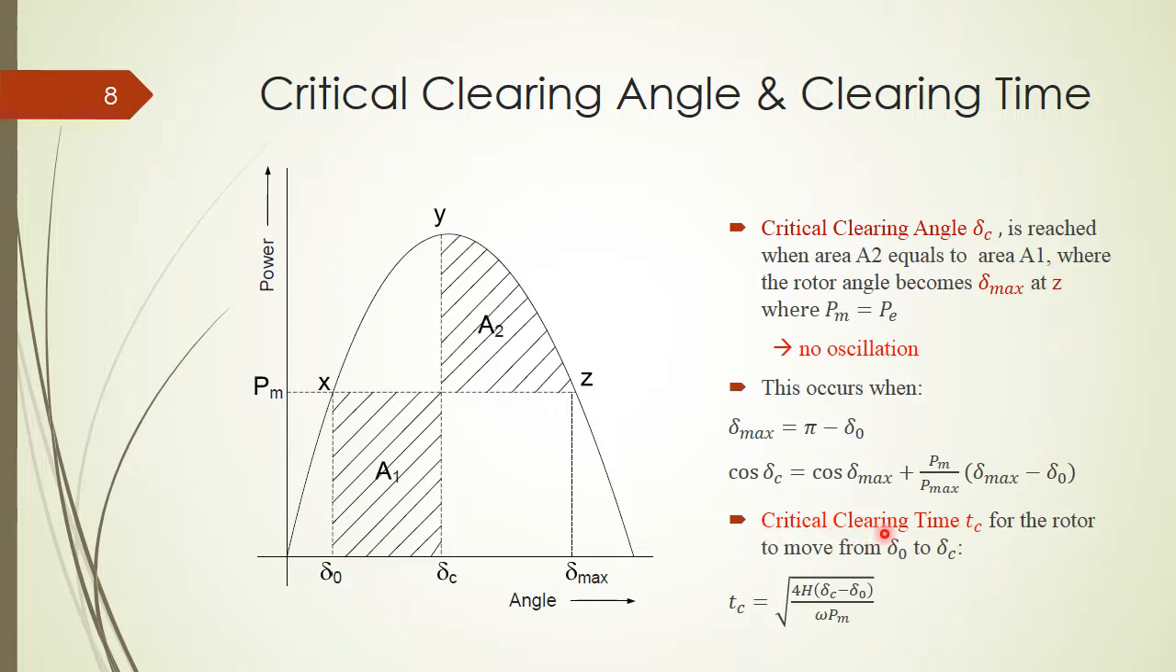Next, the critical clearing time Tc is the time needed for the rotor to move from delta 0 to delta C. We need to know this one because we need to operate the switch to restore the system right at delta C. So this Tc will be the square root of 4H times delta C minus delta 0 over omega times PM.